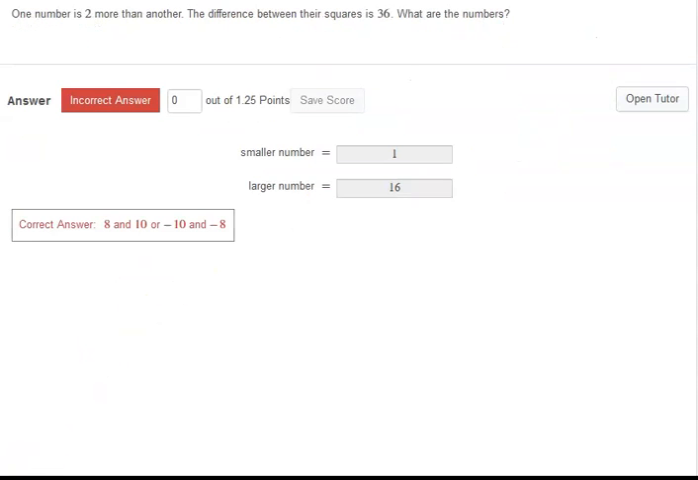All right, for number 14, and we're moving right along, one number is 2 more than another. So this will be one number, and the other number is 2 more than that.